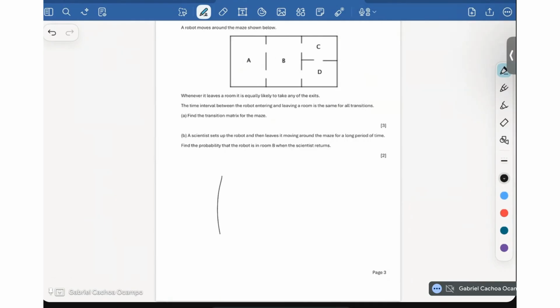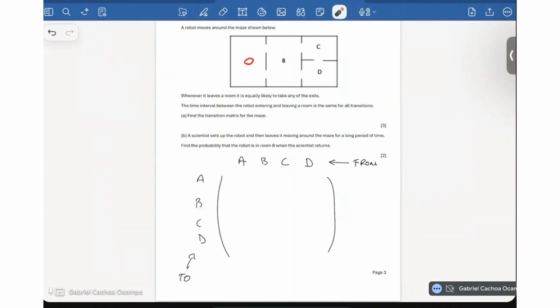it's gonna be A, B, C, D, and A, B, C, D. And remember, I want my columns to add up to one. So that means that here is my from, and this is my to. So if I start in A, if my mouse starts in A, I can only go to B. I can only transition from A to B. So if I start in A, I have 100% probability of going into B in case of a transition.